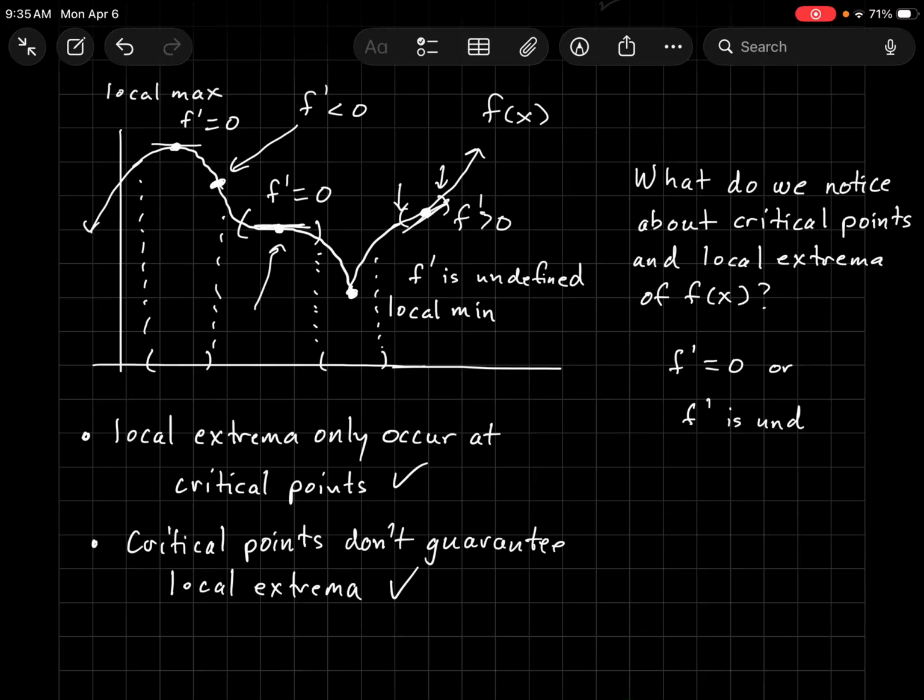But let's keep going. Let's take a look at our local maximum. Yes, there was a critical point, so it occurs when f prime is 0 in this case. But let's look right around that critical point, and I'll call it c1.